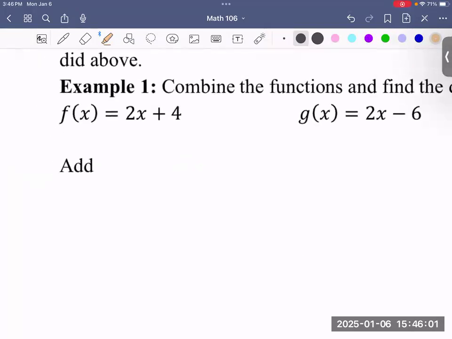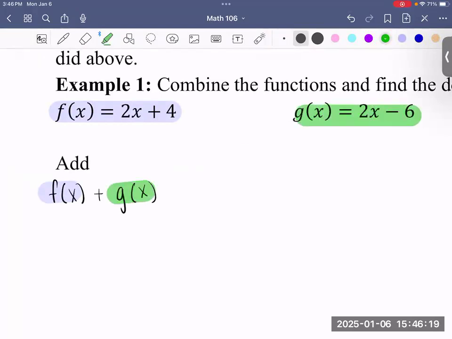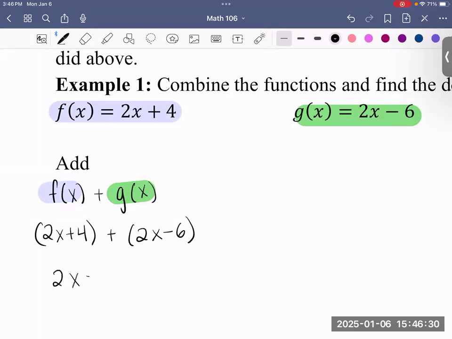So let's take your two functions in example 1, and let's try to do all four. So let's first work on adding them. So we'll add f of x plus g of x. And when you're ready, you can pause the video and work through all of these. So we're going to take f of x and add it to g of x. So we have 2x plus 4 plus, and I'm going to use parentheses here, 2x minus 6.